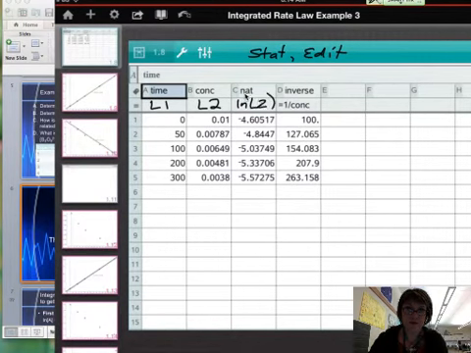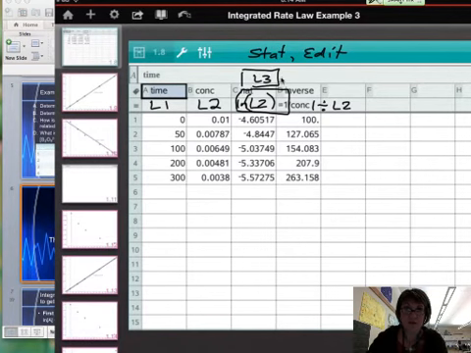L2. And that's usually in parentheses already for you. All right? And then to find the inverse concentration, you type in 1 divided by L2. It's important, too, that when you're typing these types of formulas, your cursor has to be on the place that says L3 or on the place that says L4. It can't be on the first line. It has to be on the top, on the header.